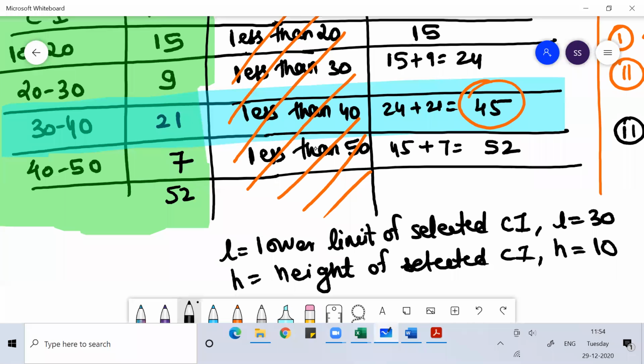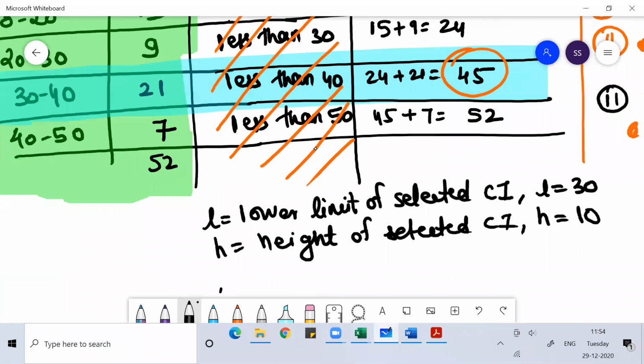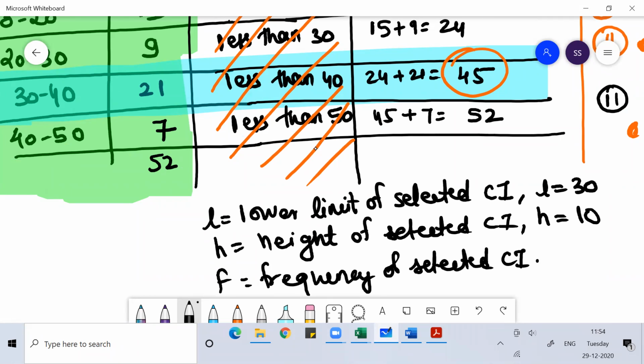So L plus H by F. What is F? F is the frequency of the selected class interval. Here your F is 21. So L plus H by F into sum of F by 2.